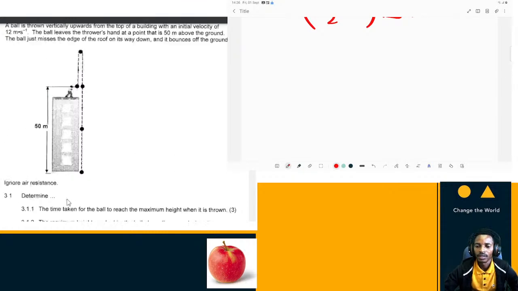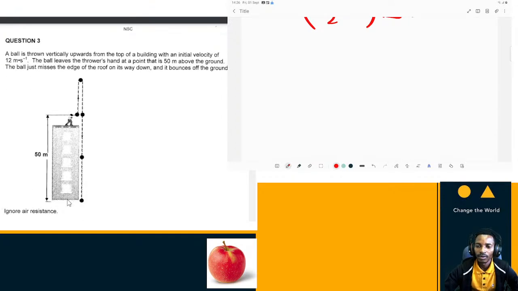All right, so they are saying here a ball is thrown vertical upward from the top of a building with an initial velocity of 12 meters per second. The ball leaves the thrower's hand at a point that is 50 meters above the ground. All right. So the ball just misses the edge of the roof on its way down and it bounces off the ground.